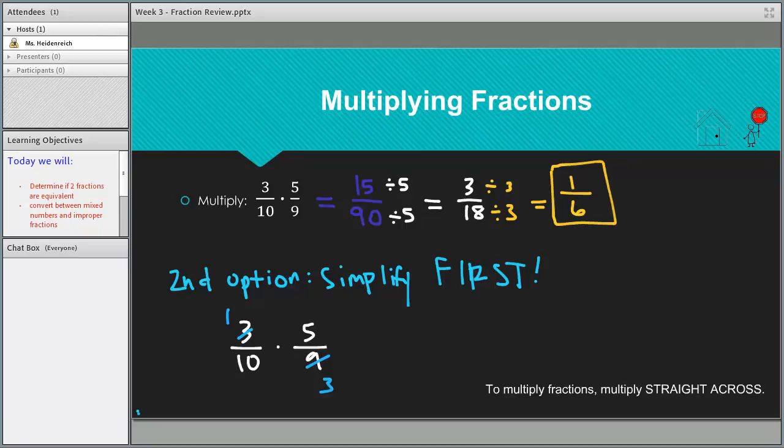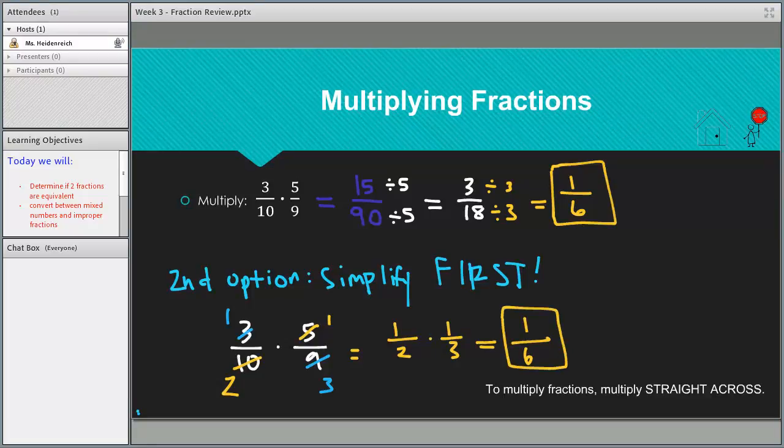And looking at the other pair, I have a 5 and a 10, and I can divide both of those by 5. So 5 divided by 5 is 1, 10 divided by 5 is 2, and all of a sudden I am now doing the problem 1/2 times 1/3. And multiplying straight across, we get 1/6.